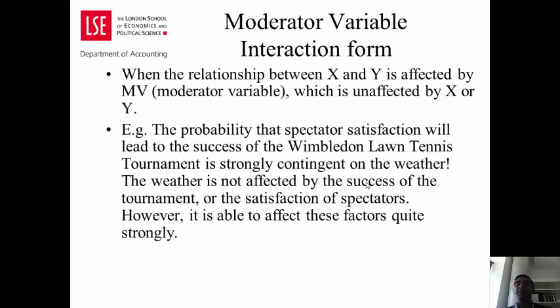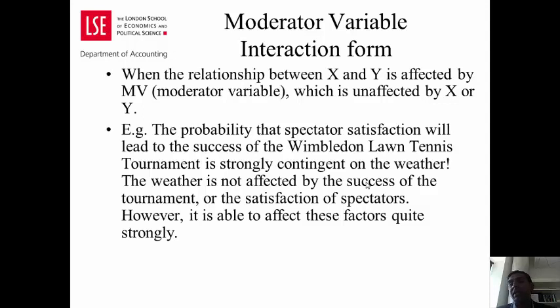Here, the relationship between x and y is affected by a moderator variable. Now, why don't we call the moderator variable x2? Why do we say moderator variable? We call it moderator variable because the moderator variable is unaffected by x or y. And the moderator variable, all it does really is affect the relationship between an x and a y. It doesn't specifically affect x or affect y, it affects how x links to y. So I'll give you an example.